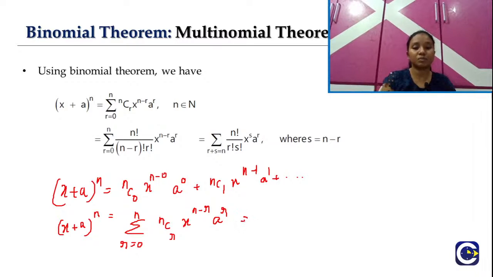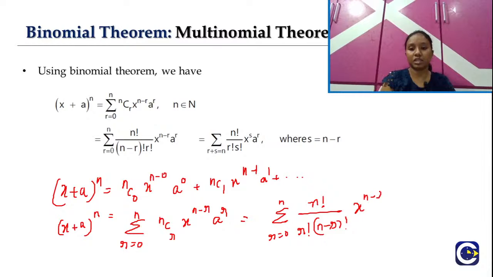So this can be further simplified and written as follows. nCr can be written as n factorial by r factorial into (n minus r) factorial, and then x^(n-r) and then a^r. So here I have n factorial divided by r factorial, the same r as in a^r, and the same (n minus r) factorial as in the power of x. So now I am going to represent n minus r as some s.